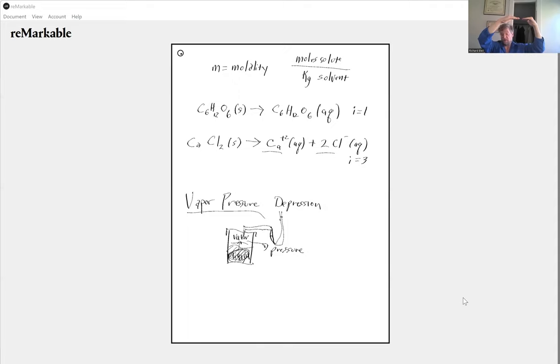Now you add a solute to this, like salt, and that vapor pressure drops a little bit. In order to get that vapor pressure back up to atmospheric pressure, you have to add more heat. So again, boiling point elevation. It's now boiling at a higher temperature.